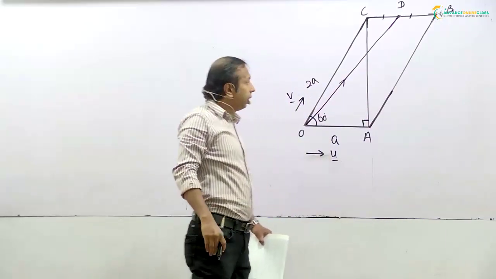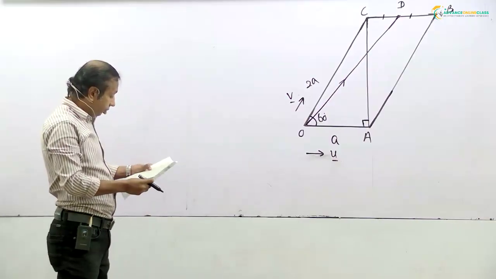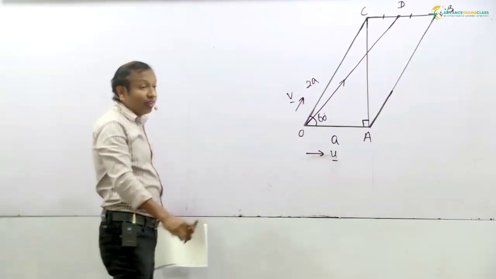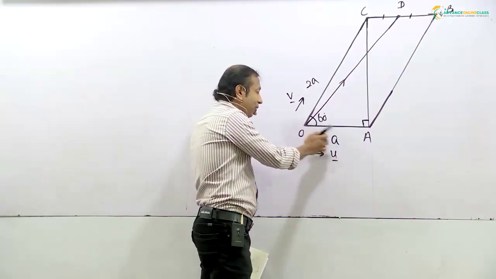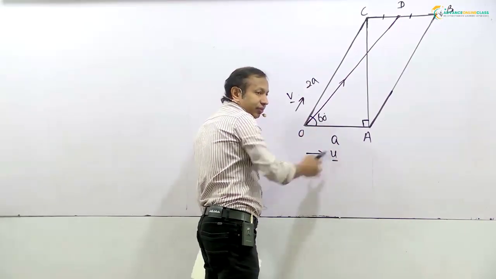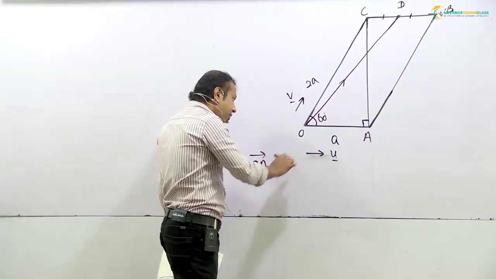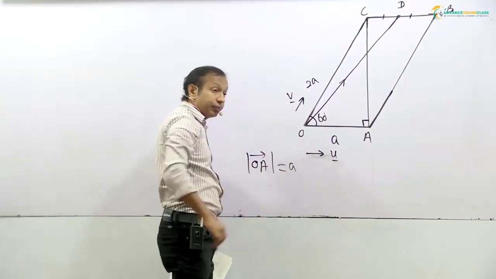We can join O and D like this. Okay, right. Can somebody tell me what is OA vector? This small a is the length from O to A. If I write OA vector, OA length small a means OA vector modulus is a, no?